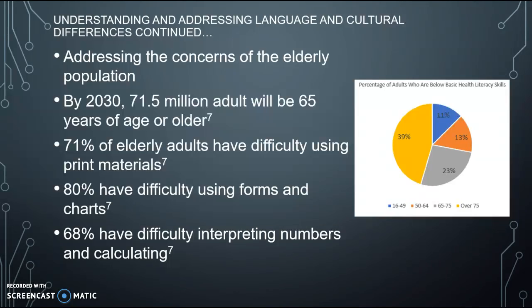I encourage you to communicate with your patient and understand what you can do to help them. For example, if print materials are the issue, or forms or charts or interpreting numbers, I recommend that you spend additional time in those areas for proper care.